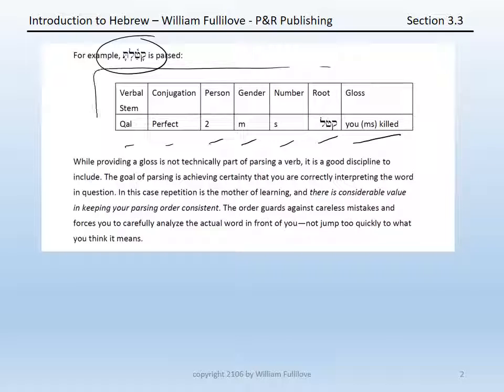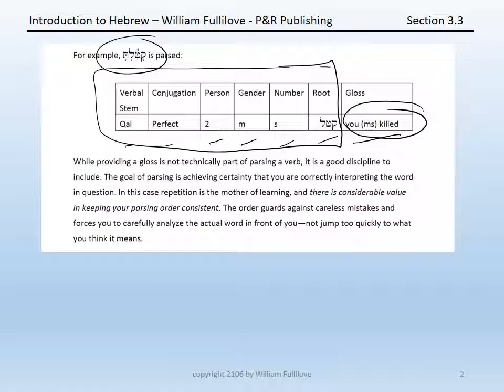If you do the parsing correctly, that will drive your gloss. Once you know it is a Qal perfect second masculine singular from qof, tet, lamed, the correct gloss must be you, masculine singular, killed. And our goal again in parsing is to be certain we are correctly interpreting the Hebrew word in question. In this case, as it's often said, repetition is the mother of learning.